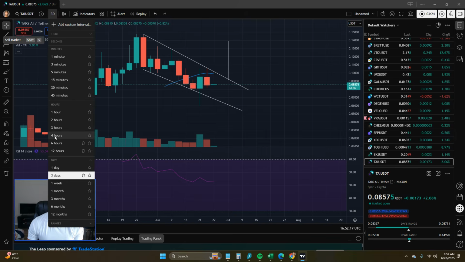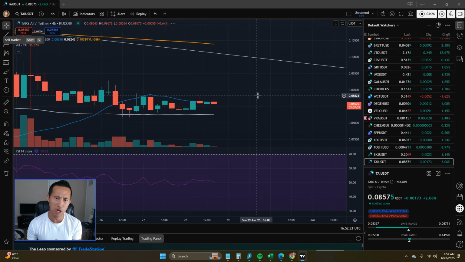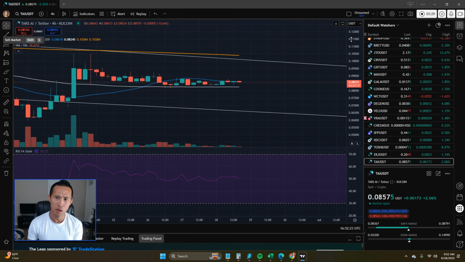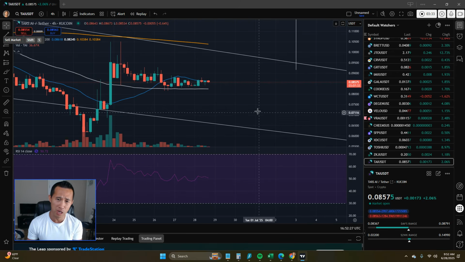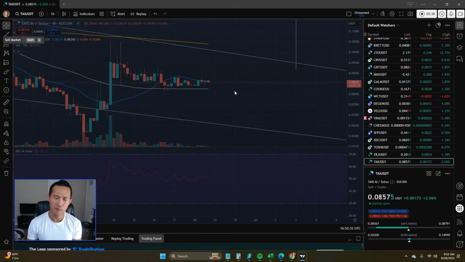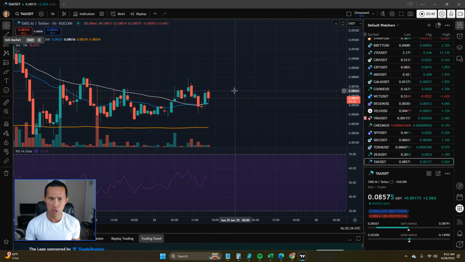I don't see a particular pattern that's happening on a smaller time frame. There could be a falling wedge pattern developing on a 4-hour time frame, but I think it's too soon to say. So this is basically my very quick update on what's going on in this market.